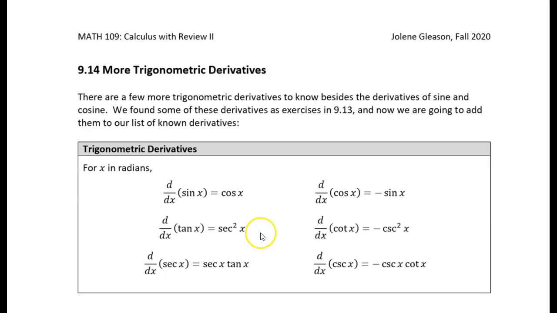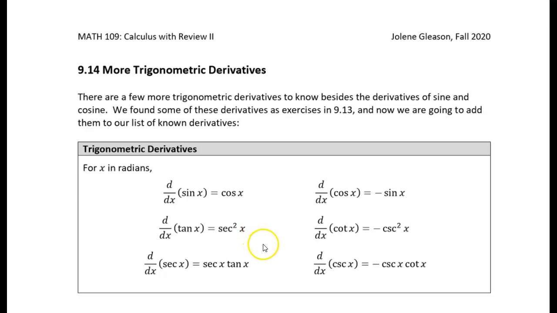for this class. But if you're going on to Calculus 2, you're going to need a few more derivatives under your belt. And that's the derivative of the tangent, the cotangent, secant, and the cosecant. Okay, so they're listed here. Now we actually, in the discussion questions for 913, you should have done, I think we did the secant. And one of the homework problems is to derive the derivative of the tangent.